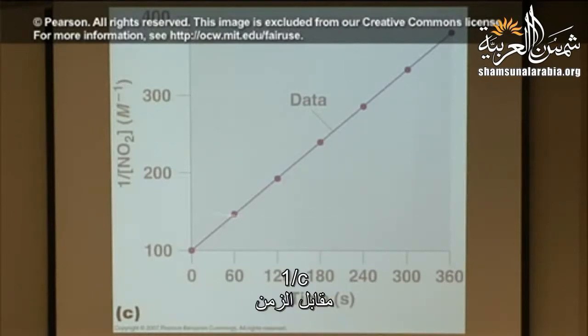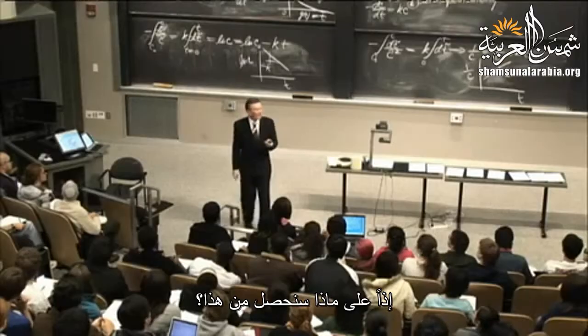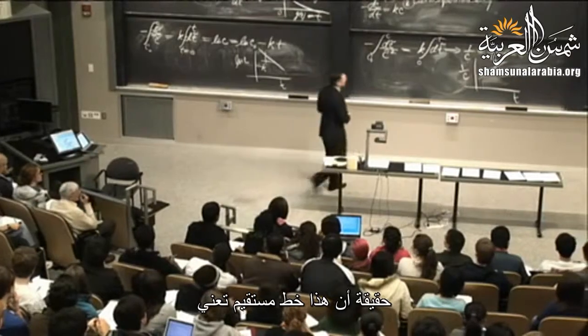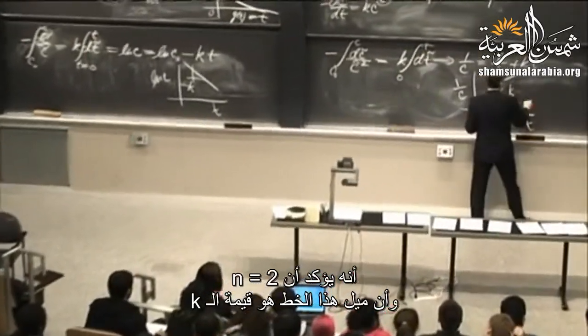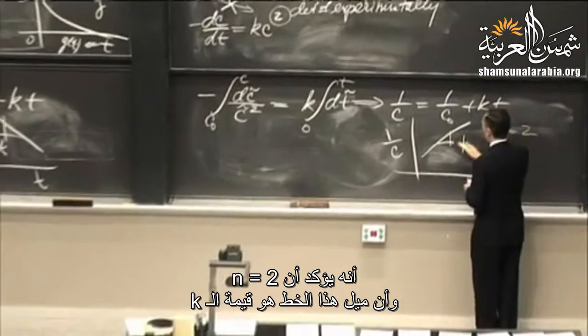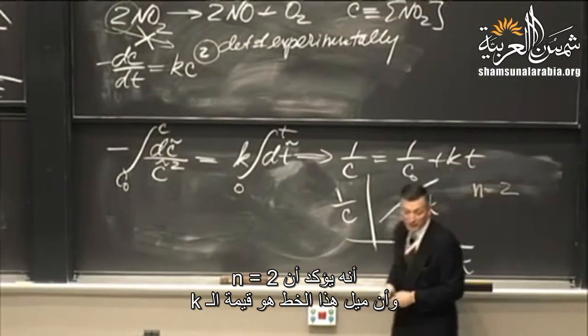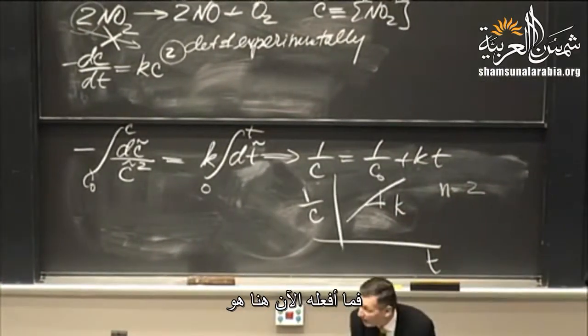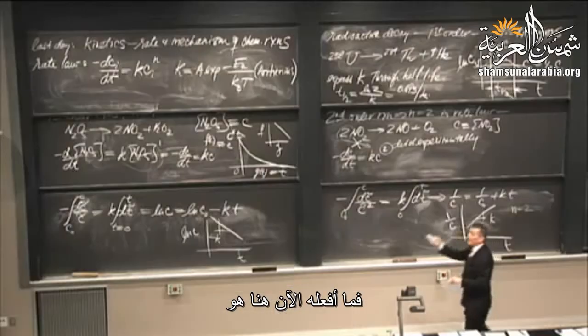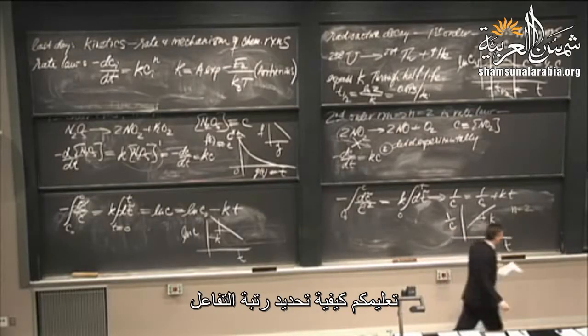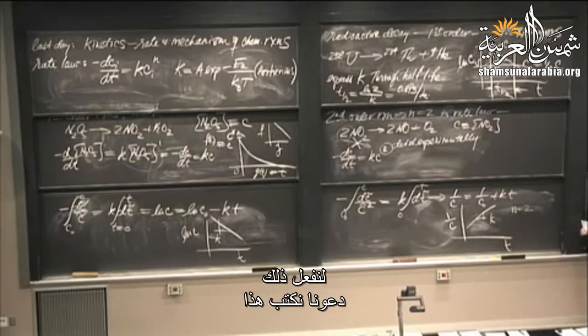Beta. 1 over c versus time. So what do we get from that? I get two things. First of all, the fact that it's a straight line confirms n equals 2, and the slope of that line is the value of k. So in point of fact, what I've been doing here is teaching you how to determine the rate of reaction. So let's do it. Let's codify this.